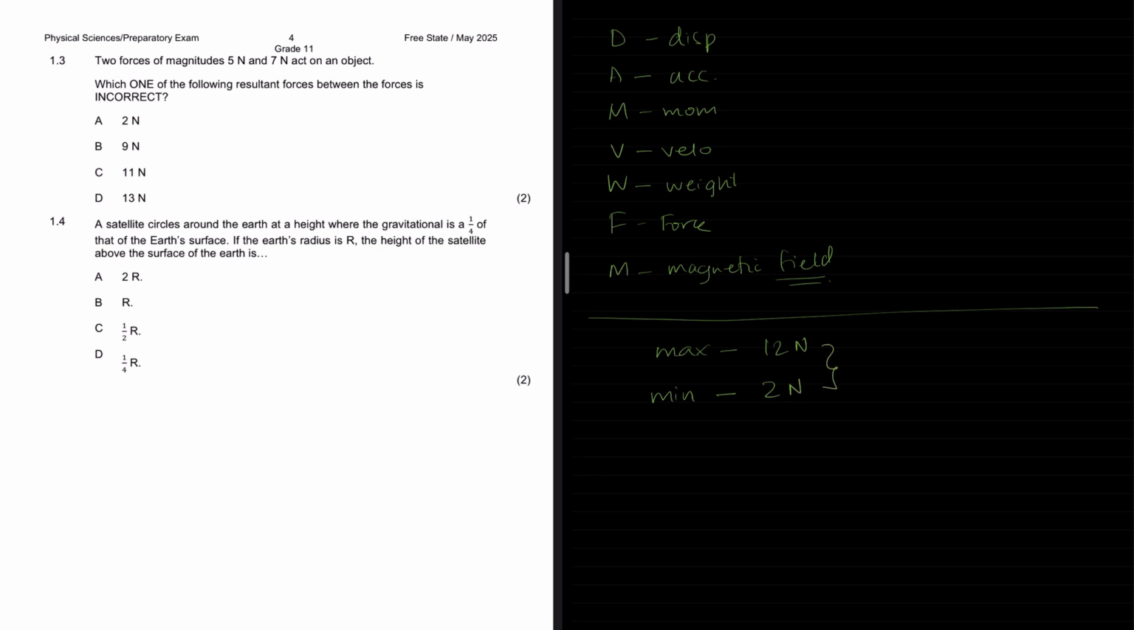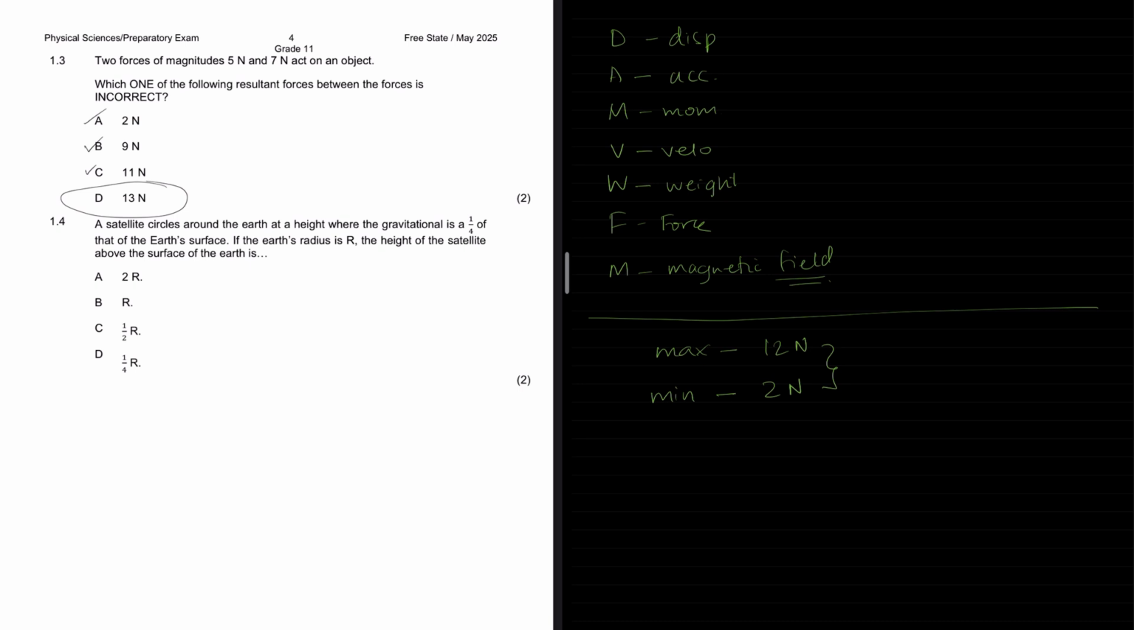And every force between them is going to be possible. So you'll have a minimum of 2 and a maximum of 12, and everything between there is going to be possible. So 2 will be possible, 9 will be possible, 11 will be possible, 13 will not be possible because that exists past our maximum.